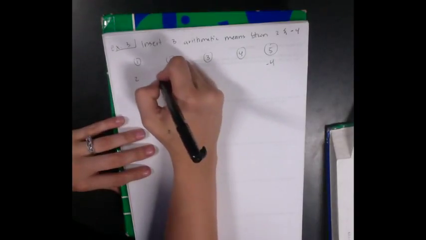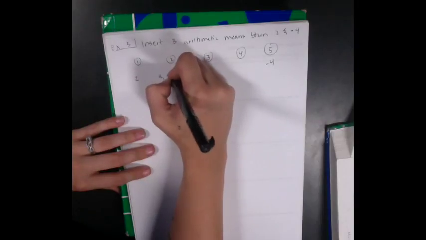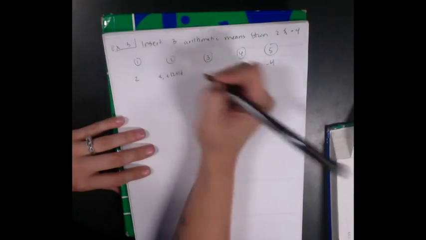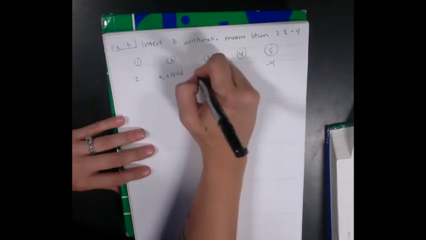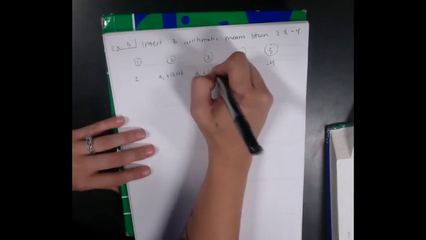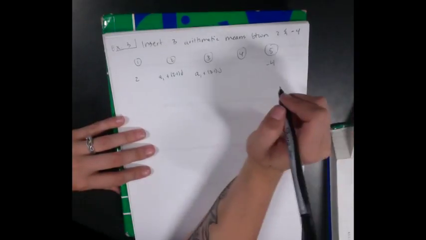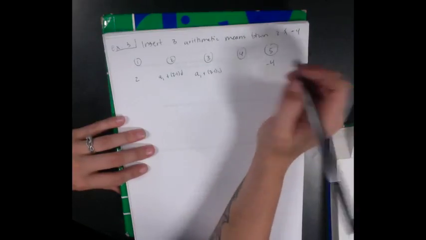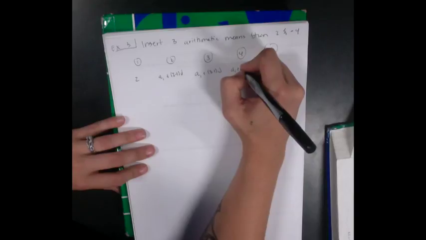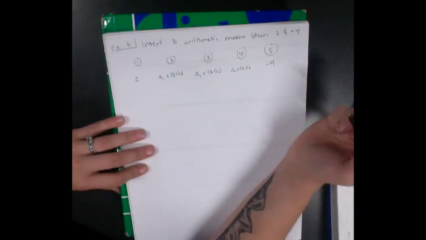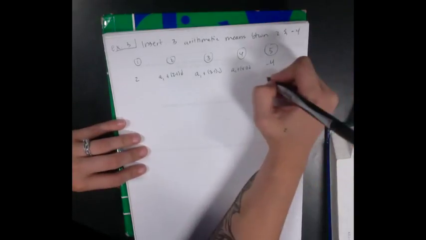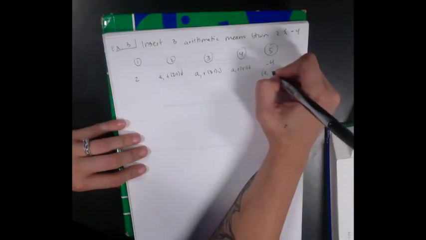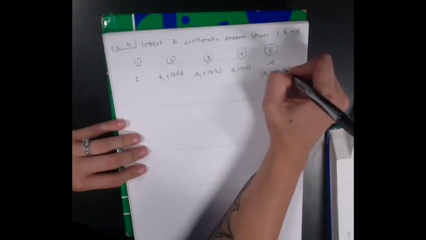Okay, and I know that this second term is going to be a1 plus 2 minus 1 times d. My third term is going to be a1 plus 3 minus 1 times d. My fourth term is going to be a1 plus 4 minus 1 times d. And my fifth term is a1 plus 5 minus 1 times d.